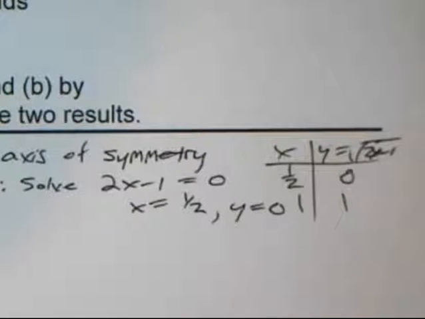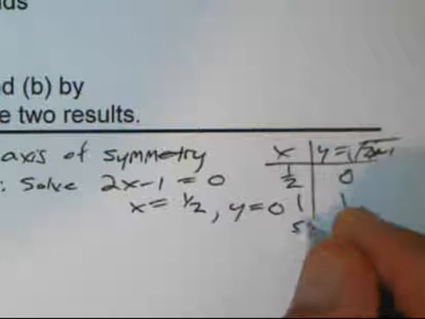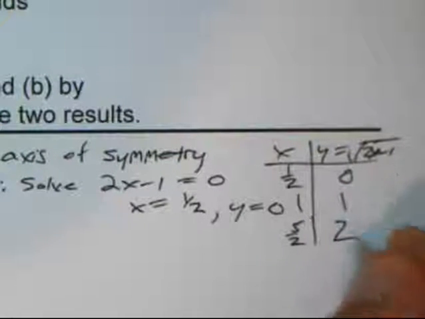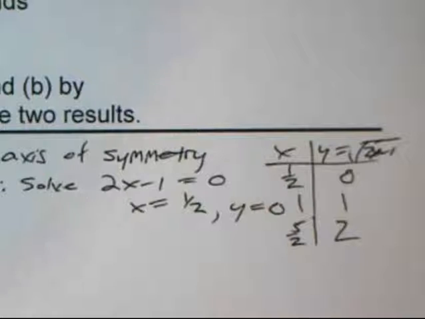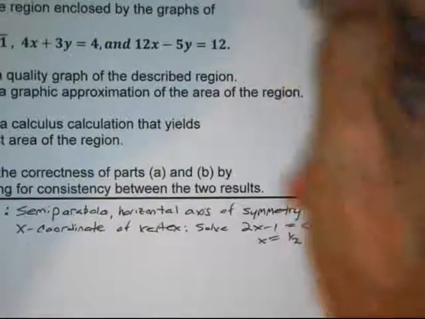Okay. I would like this radicand to be a 4. So 2x minus 1 needs to be 4. x will need to be 5/2. And then I get y equal to 2. Alright, so there's enough to get the thumbnail going. It's just an informal graph to see what is going on here.